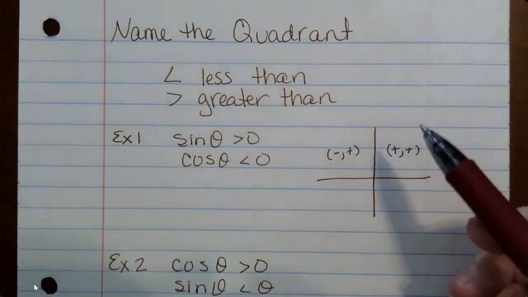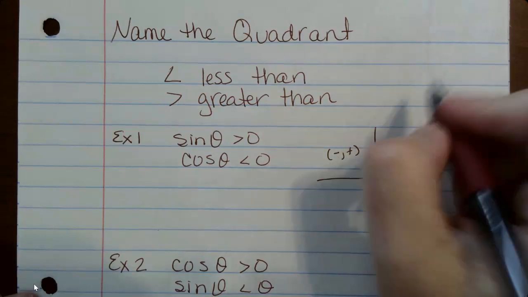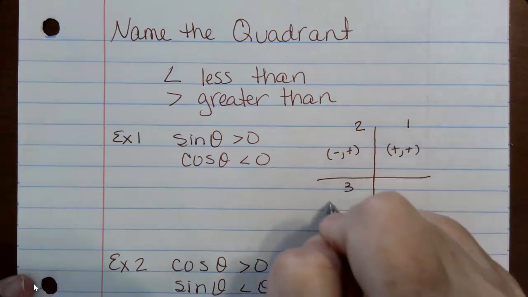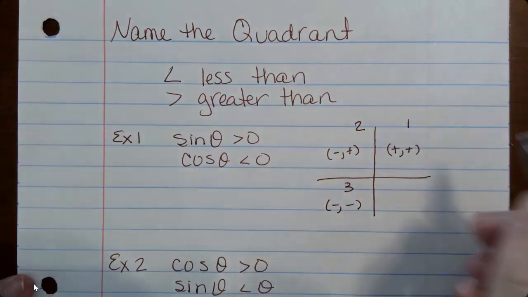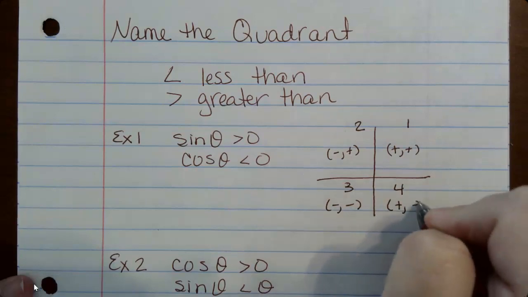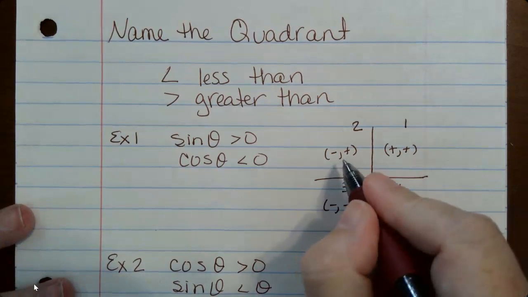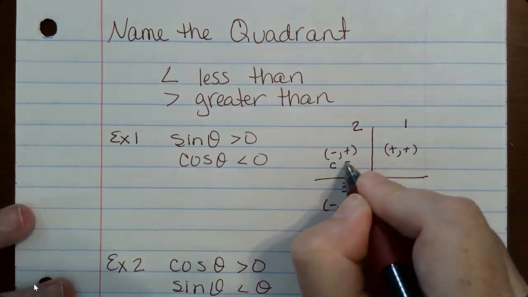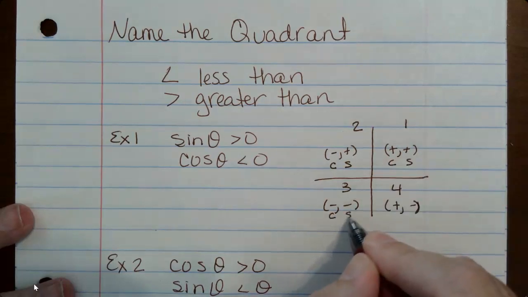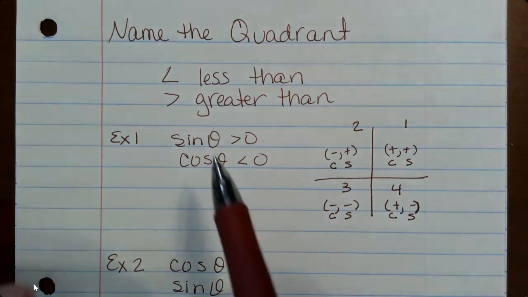So remember, quadrant 1, everything is positive. Quadrant 2, so this is 1, 2. 3 will be right here, everybody's negative, and then 4, positive, negative. Okay. So remember, first symbol is cosine, second is sine. So cosine, sine, cosine, sine. Cosine, sine. Okay, so here we go.